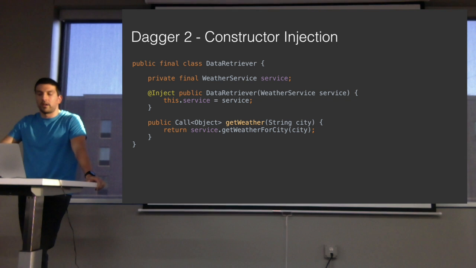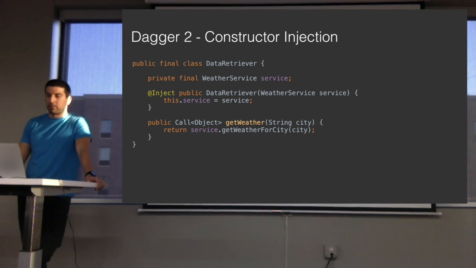So if you just add an inject annotation on the constructor and pass in what dependencies you need, as long as Dagger can provide those dependencies, it will work. And if it can't, it will let you know. They're available to use right away because, like I said, you don't have to manually inject.